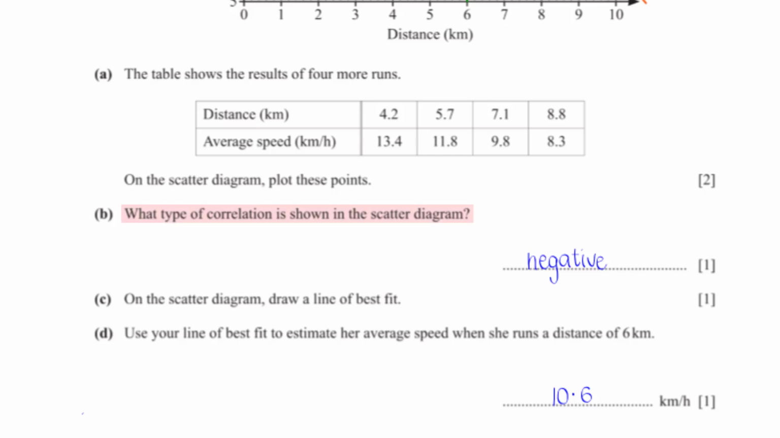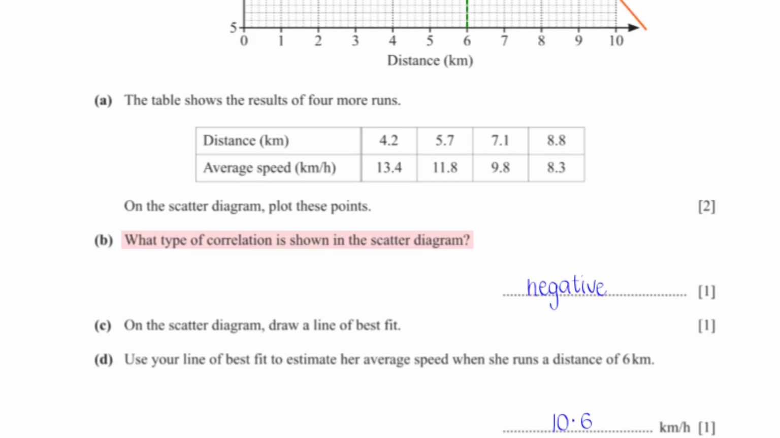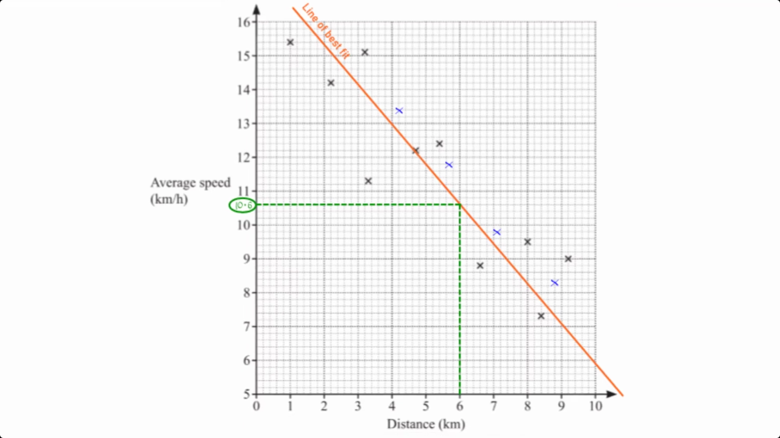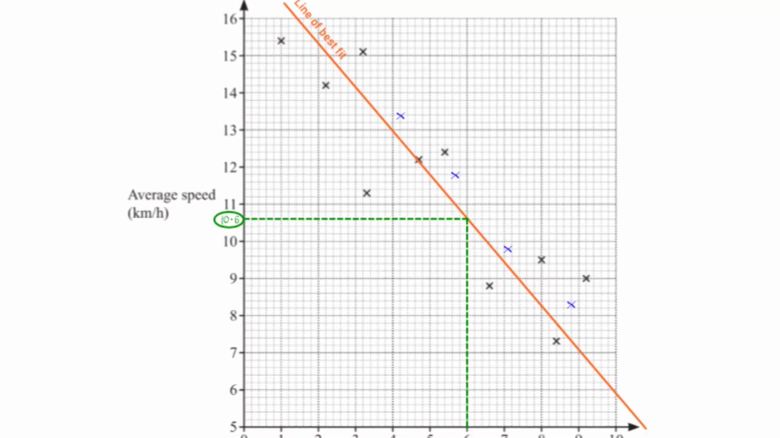What type of correlation is shown in the scatter diagram? On the scatter diagram, as the distance Aisha runs increases, her average speed decreases. This type of correlation is negative.